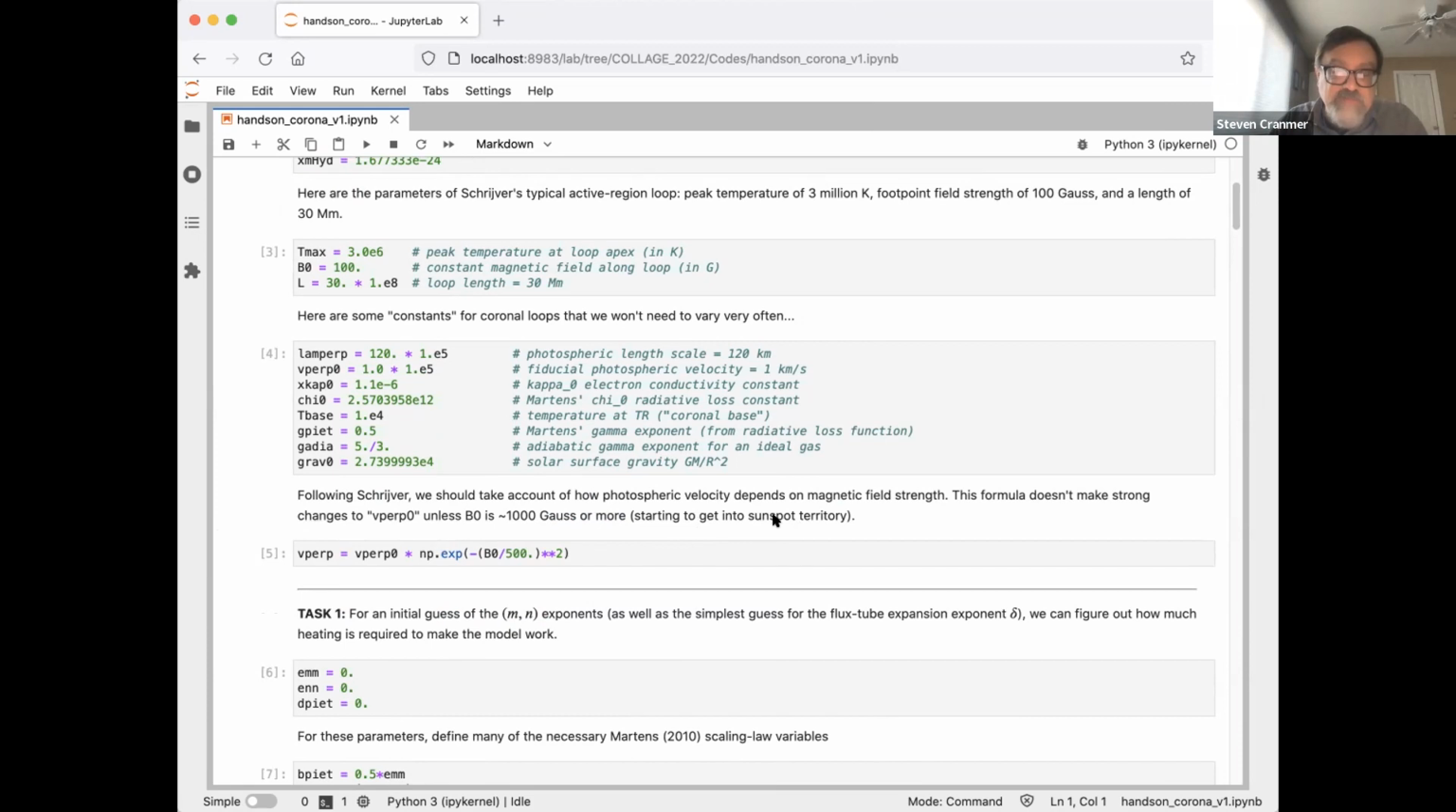we saw last time that when you're in sunspots and very strong magnetic regions, that can suppress the convection. So the actual characteristic velocity can be reduced when the magnetic field is strong enough, and Schreiber gives this exponential formula to take that into account.